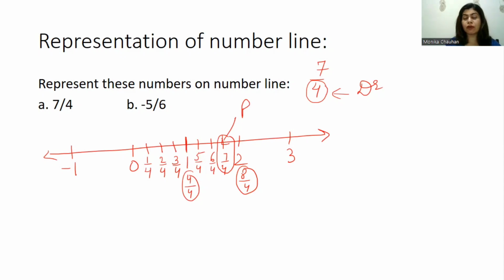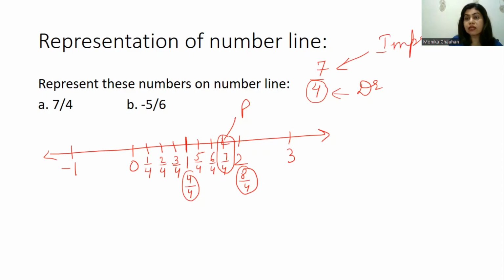So look, first of all, my first rule is look for the denominator. Now the denominator is 4. That means I have to divide between 0 and 1 into 4 equal parts, between 1 and 2 into 4 equal parts, between 2 and 3, 4 equal parts. Now the point is, how do we know where the 7 by 4 is? By looking at it. Now the 7 by 4 is a proper or improper fraction. This 7 by 4 is an improper fraction.